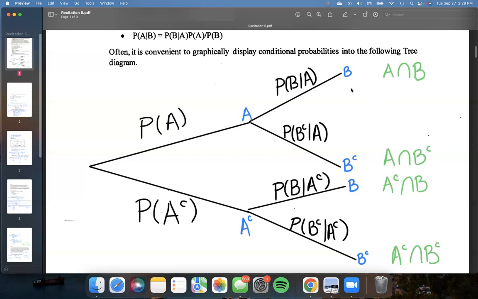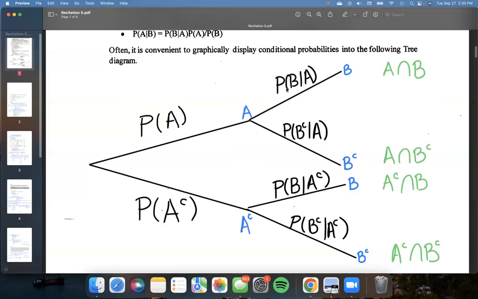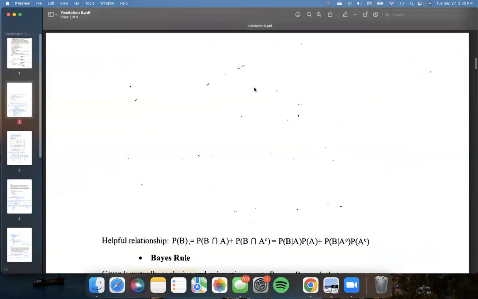Sorry, I forgot to mention, if we look back at the top, this would be A intersect B. So A occurs and B occurs. Here we would have A intersect B complement. So A occurs and B complement occurs. And notice I'm saying "and" because we're dealing with an intersection. And then here we have A complement occurs and B occurs, or down here we have A complement occurs and B complement occurs. So this is something that will be helpful as you do problems, to keep this tree diagram in your mind.